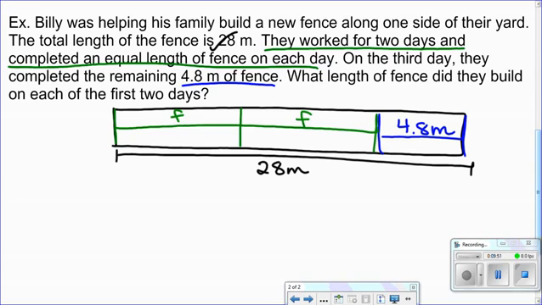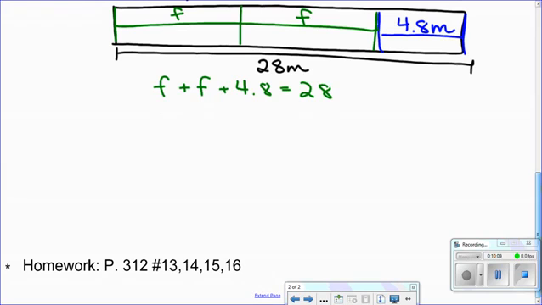So the equation we can come up with is that all of those pieces of fence have to equal 28. So F plus F plus 4.8 has to equal 28. We'll leave the units off of it just for now. Otherwise, we're going to have F and M's, and it's going to be confusing. So right now we have two variables, but they are the same variable. They're like terms, so we could add them together. So we could get 2F plus the 4.8 has to equal 28.